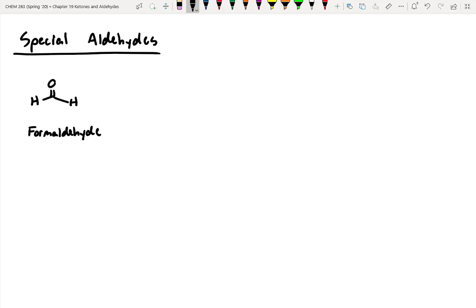This used to be used to embalm bodies or animals. It's not used at a very high concentration anymore because it's known to cause cancer. The next one might be familiar from a previous chapter. If it's attached to an aromatic ring, this is called benzaldehyde.